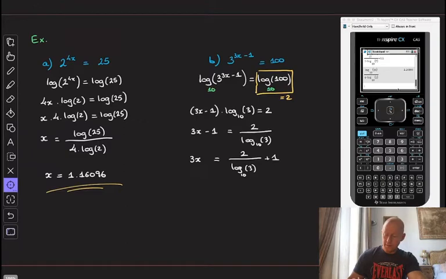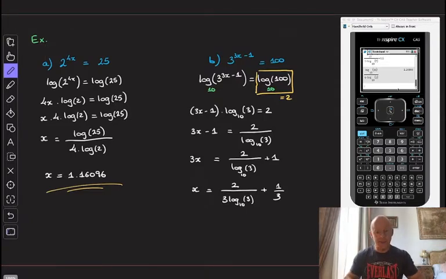Finally, last step, x is being multiplied by 3. So to get rid of that 3, I divide both sides by 3. Okay? Another way of thinking of that, like I mentioned earlier, I'm going to multiply both sides by 1 over 3. Remember, that's the same thing as division. And I think it's quite useful when working with fractions like this. In doing so, this turns into x equals 2 over 3 times log base 10 of 3, plus 1 over 3. And that's as far as you'll go, I want to say, by hand.